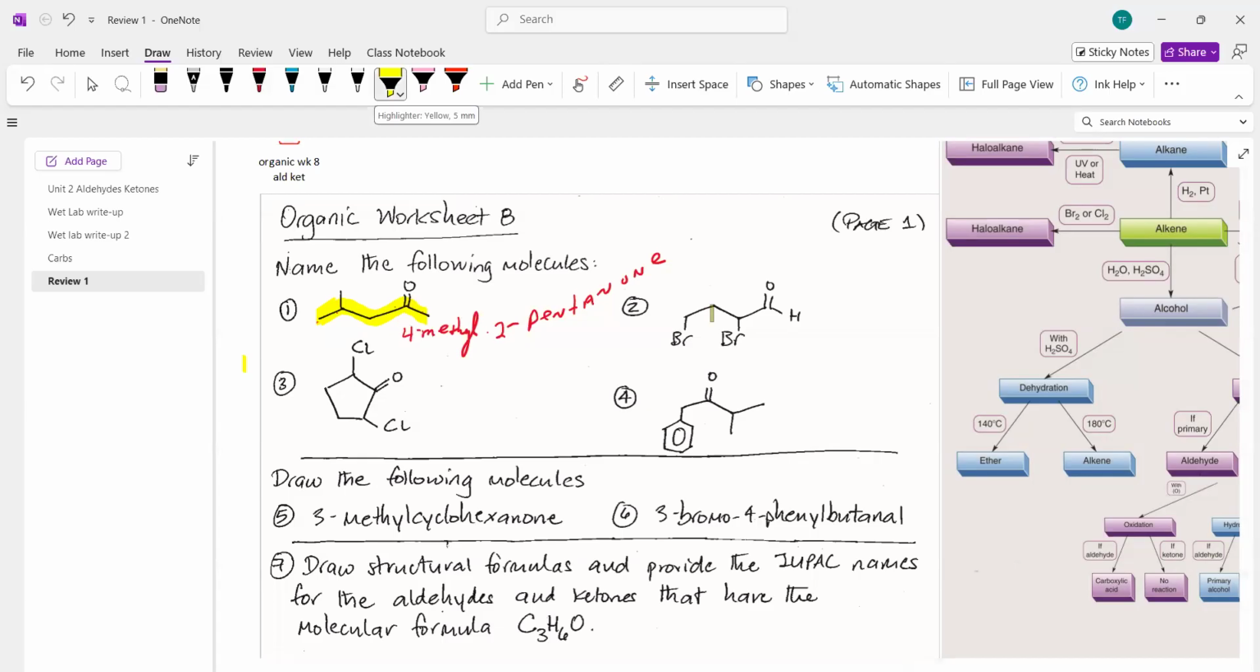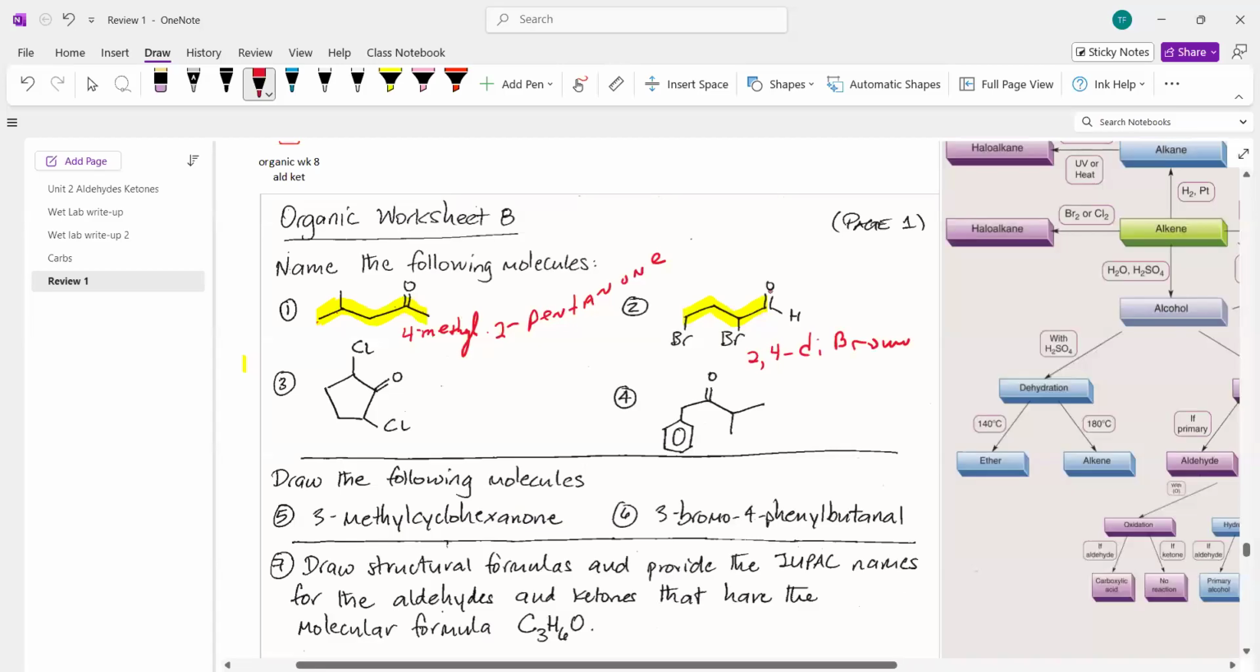Okay, we've got an aldehyde in this case. 1, 2, 3, 4. So it's going to be a butanal. And 1, 2, 4, dibromo butanal. Notice I didn't put 1-butanal because the only place the aldehyde can be is on carbon number 1.